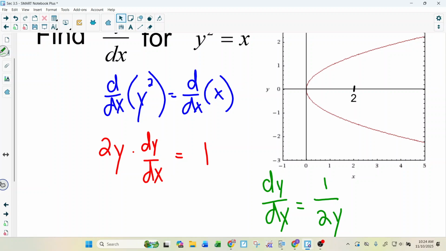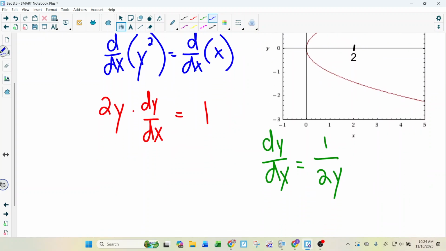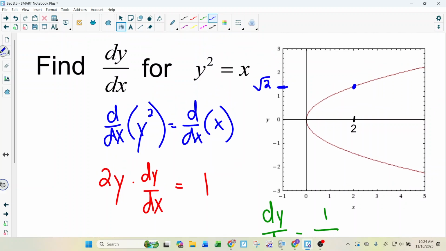So if you wanted to try to find the derivative somewhere, right? If I wanted to say, well, what's the derivative right there? Well, if x is 2, what is y? y would be the square root of 2. So then I could put that into here to get what the derivative is. Okay. Now, we could do this another way.